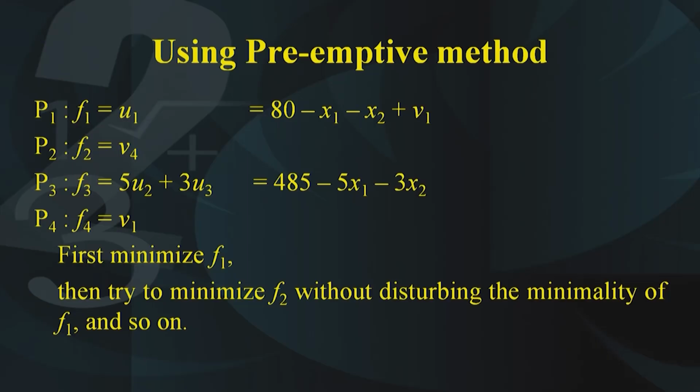So, using the preemptive method, we can say that P1 has F1 equal to u1, which is equal to 80 minus x1 minus x2 plus v1. P2 has F2 equal to v4. P3 has F3 equal to 5u2 plus 3u3, which is equal to 485 minus 5x1 minus 3x2. P4 has F4 equal to v1. First of all we will minimize F1, then we will try to minimize F2 without disturbing the minimality of F1 and so on. So, we will keep retaining the minimality of the previous function so that the next one can be minimized.